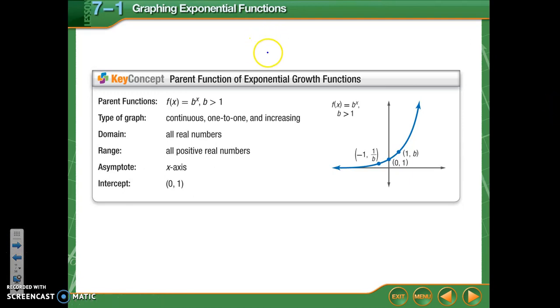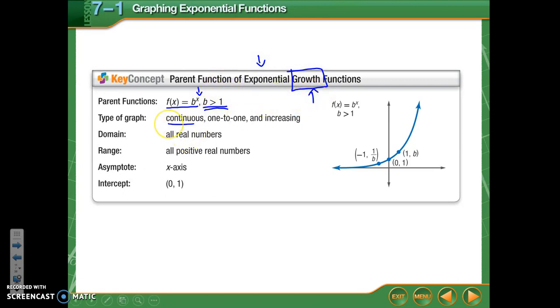We're starting out with exponential growth functions. Exponential growth functions look like this: f of x equals b to the x. Notice my x, my variable, is in the exponent. That's why it's called an exponential function. And in this case, b, which is the base of my exponent, it's a number, is greater than 1. So we're going to be specifically focusing on functions like 2 to the x, 3 to the x, 4 to the x, where the base is larger than 1. When the base is larger than 1, my function will grow exponentially.